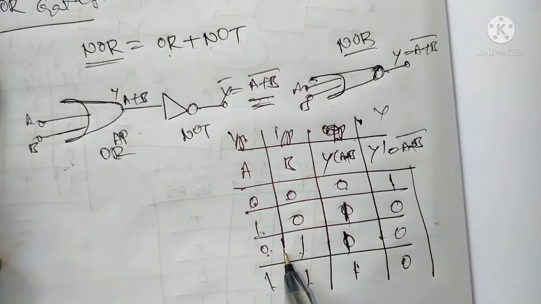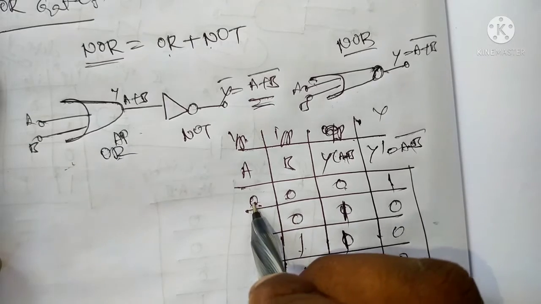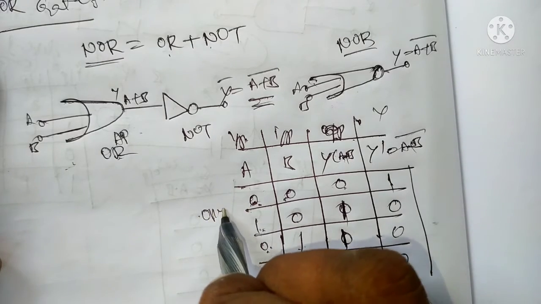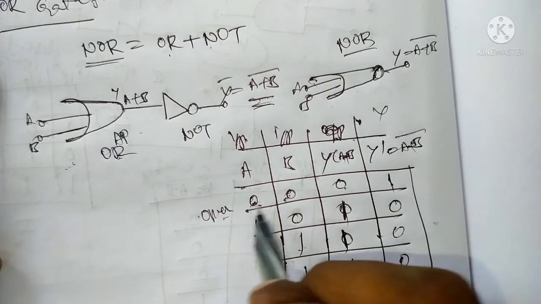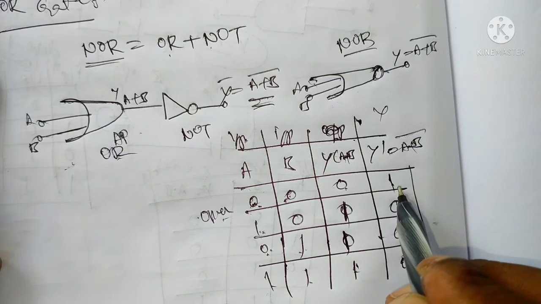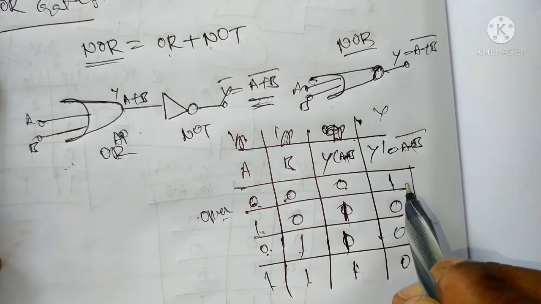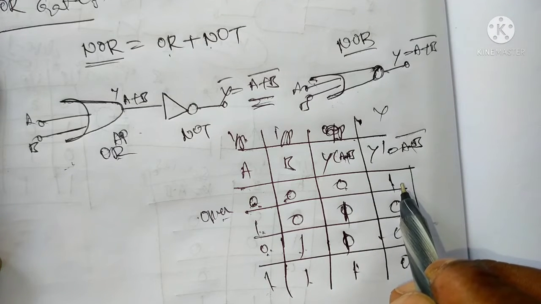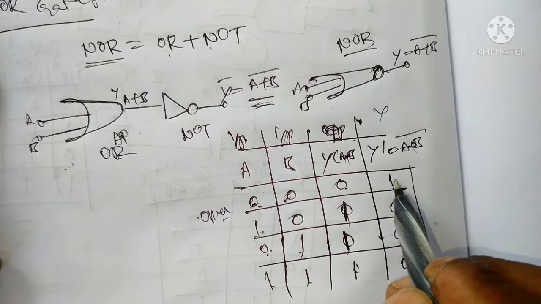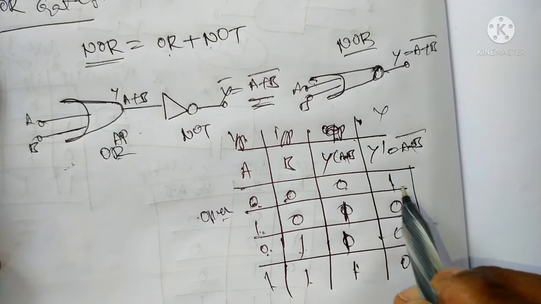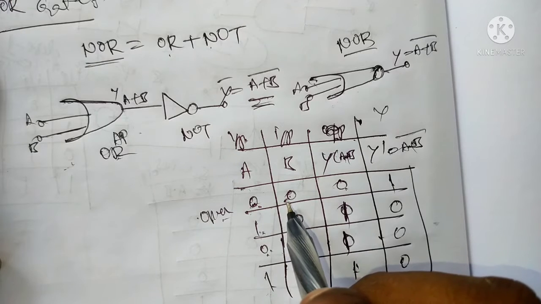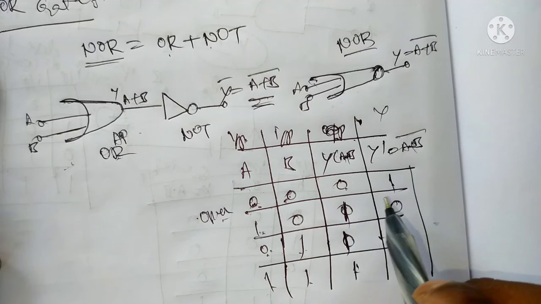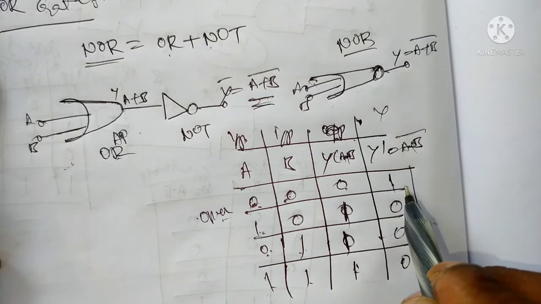For any input that is off, this is off, that means closed. It is open, this is the off state. We get the highest current or highest intensity in the output. That is, the output is high when both inputs are low. When both inputs are low, we get the output high.